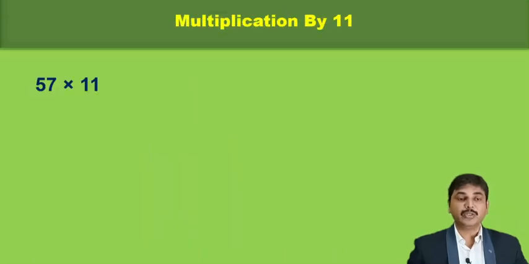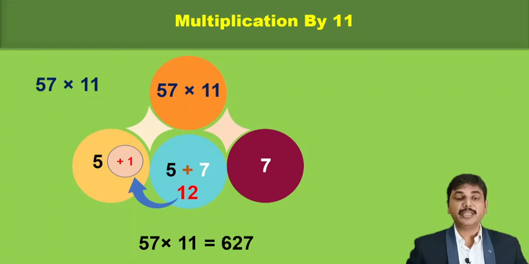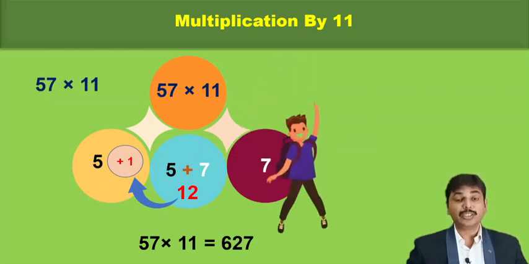Next case we are going to see: 57 into 11. If you look at 57, I spread this 57 in this fashion, 5 and 7, and between these two I have to put the addition of 5 and 7, which comes in two-digit form. Now here between 5 and 7 there is a space for a single digit. So from 12, only the unit digit 2 will be kept, and this 1 will be shifted to the left part of the answer and that will be added to 5. So your final answer, 57 into 11, is 627. I hope you people understood this particular method.